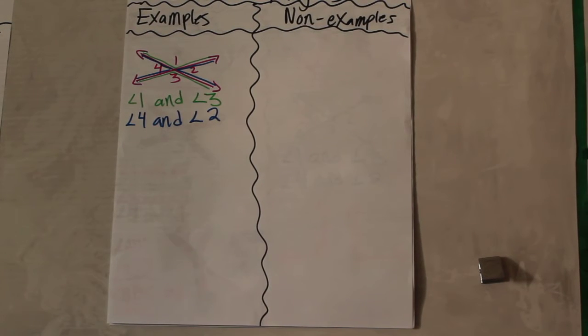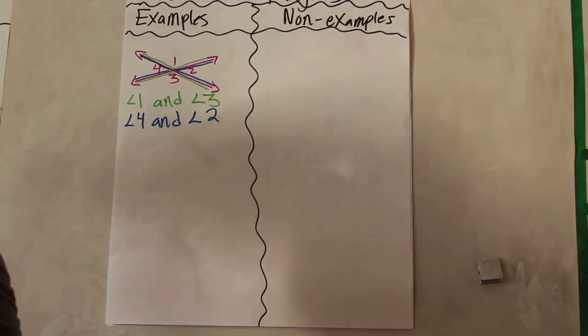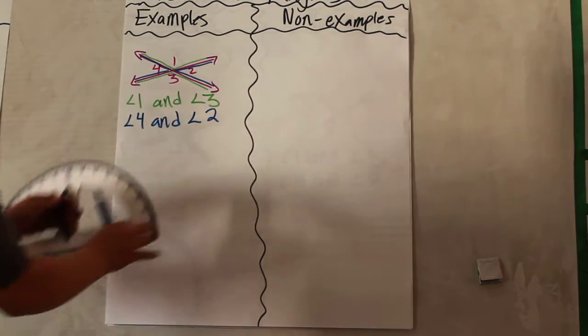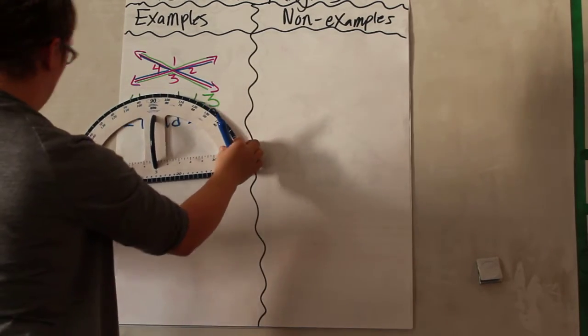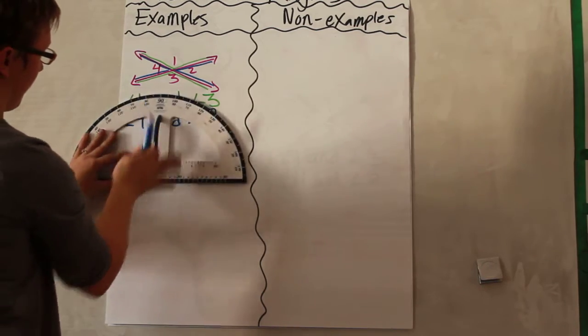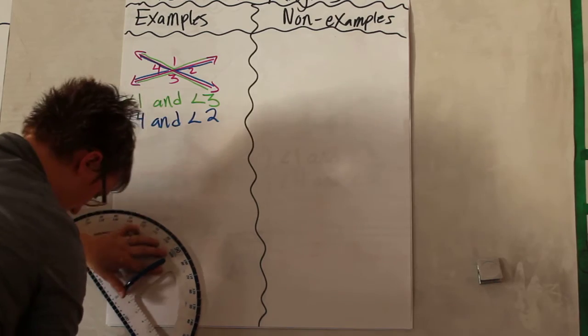All right, after we have those ones, we can also have something that is more than one line that meets in the middle. So we could have something that looks like this. Sorry, this won't stay up for me.